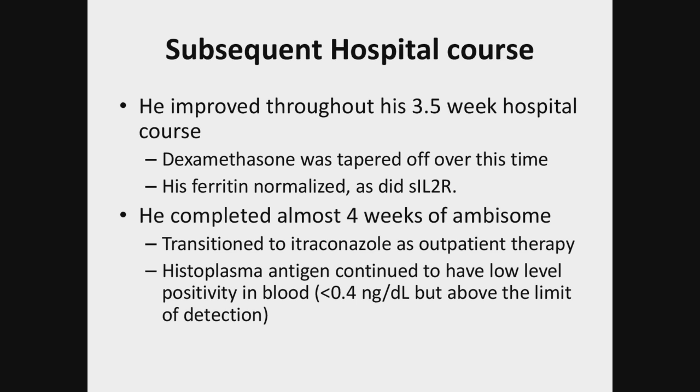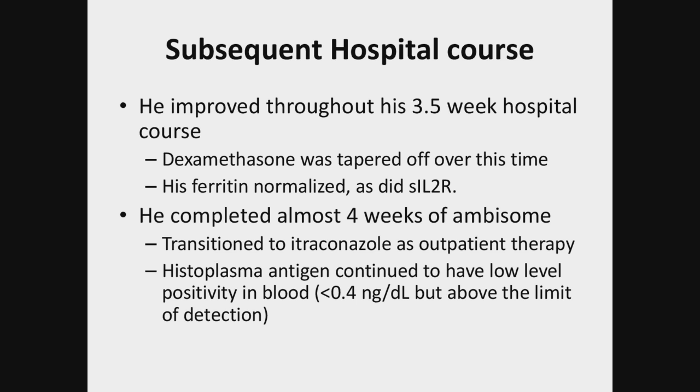Throughout his hospital course, he improved day over day. Ultimately, dexamethasone was tapered off, his ferritin normalized, as did his soluble IL-2 receptor. We have one question. Do we have cytogenetics results on the bone marrow? We do. They commented that he had a normal karyotype and no other abnormalities were found.